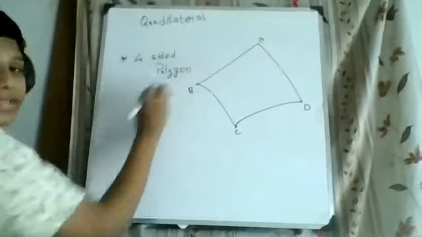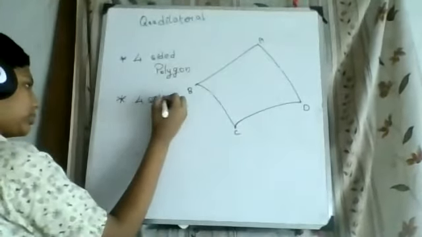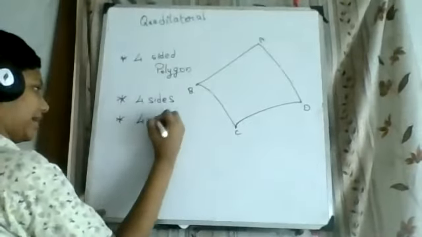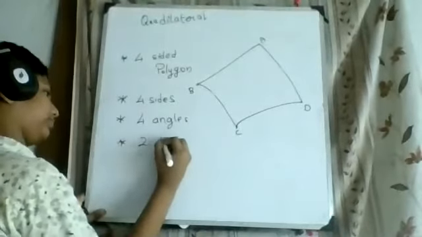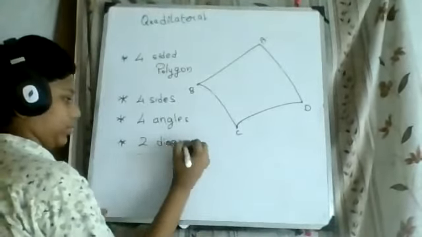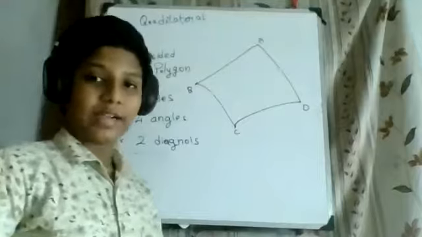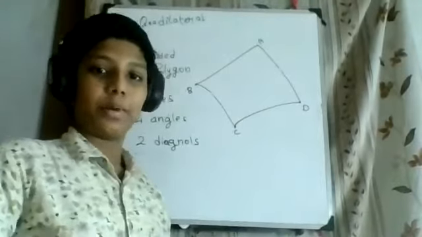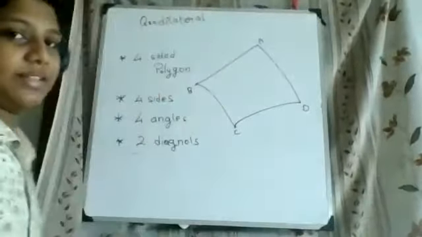And it has how many sides and how many angles? It has four sides, it has four angles, and it has two diagonals. This is the general topic of quadrilateral, which we had already seen in the last chapter. A quadrilateral is a four-sided polygon, with four sides as well as four angles, and two diagonals. This is the main first topic of quadrilateral.